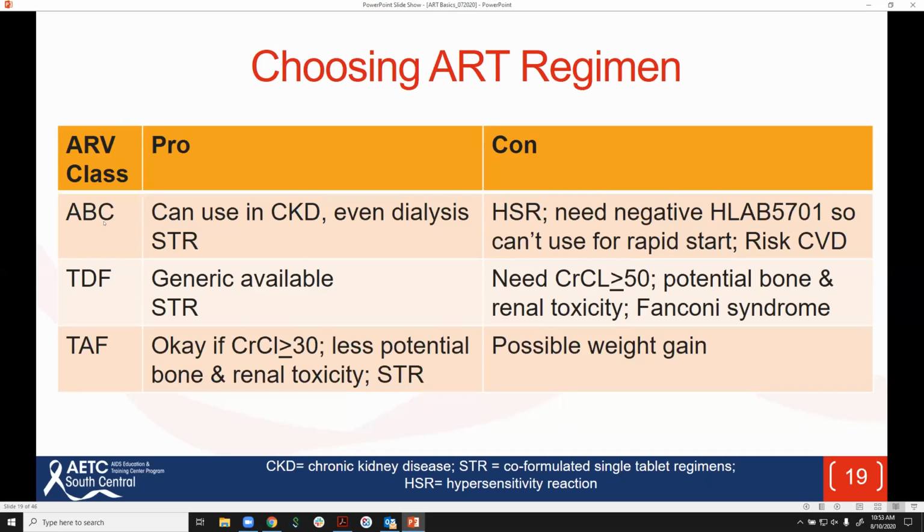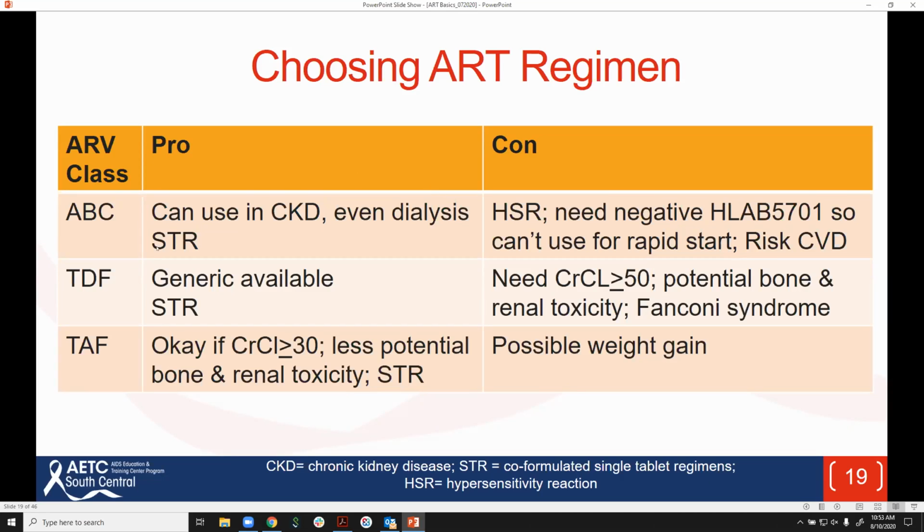So here we have abacavir. It can be used in chronic kidney disease, even in dialysis, and there is a single tablet regimen. But as we talked about, for the con, the hypersensitivity reaction may be an issue. We need to have that lab result that says HLA-B*5701 negative, and there is the risk for cardiovascular disease events. So it's really not considered first line in most cases.